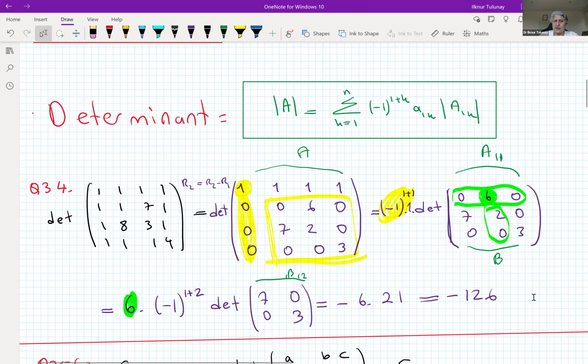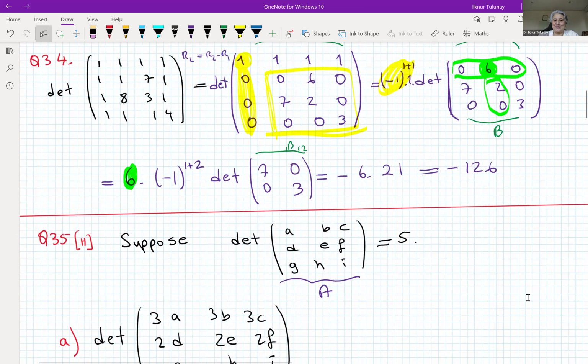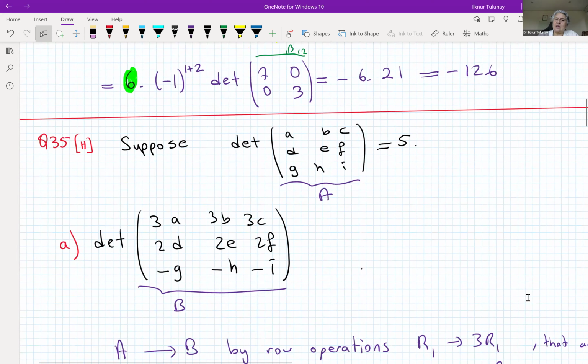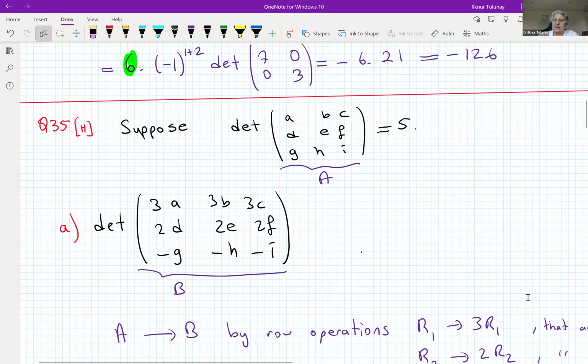I hope this is much more clear now, how to do the determinants. Okay, it needs to be practiced a little. Let's do question 35, and let's solve this one.